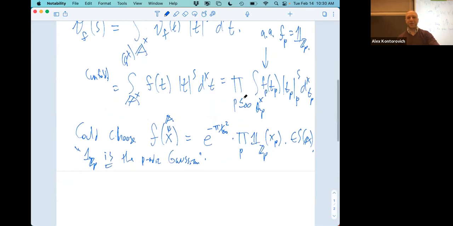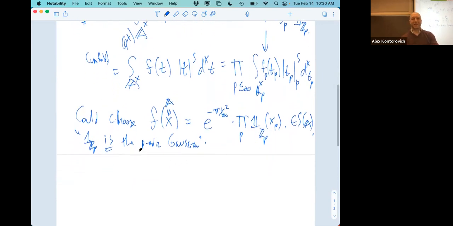And when we compute these integrals, shall I call them I of p or something? I of p transforms as itself. You'll see more of the analogy. It's not really a property of the Gaussian.